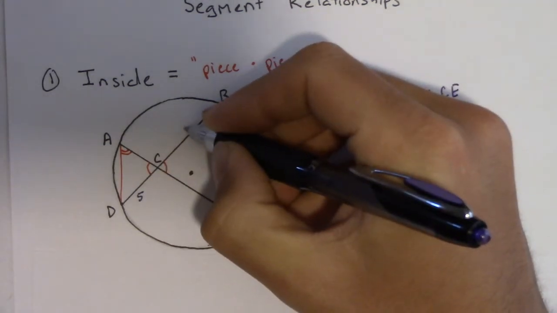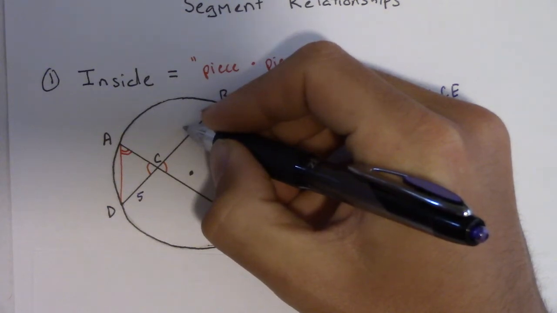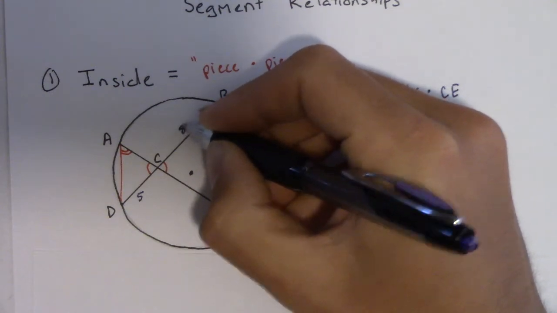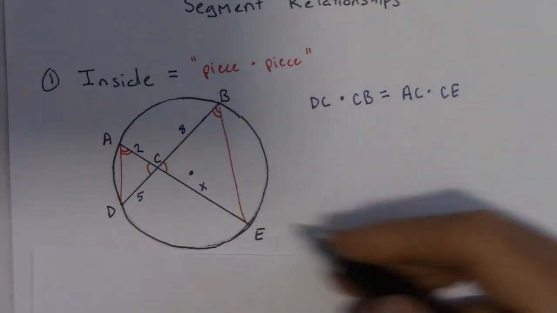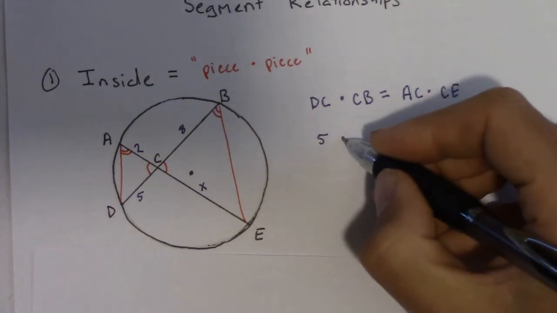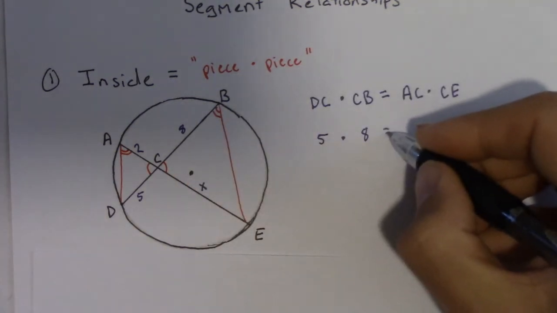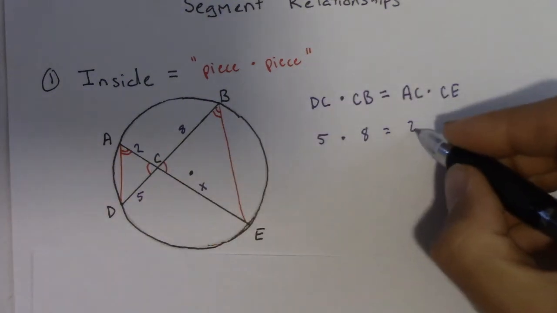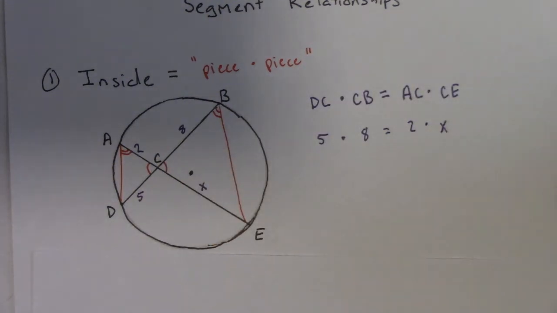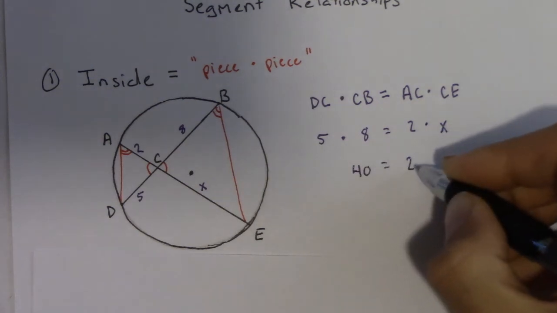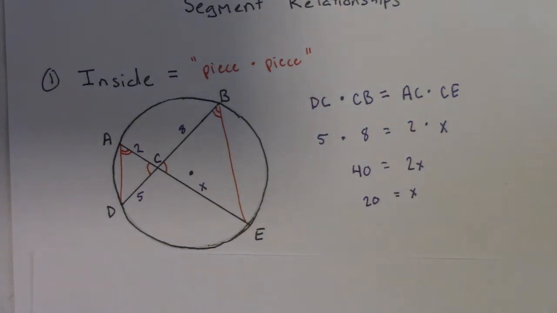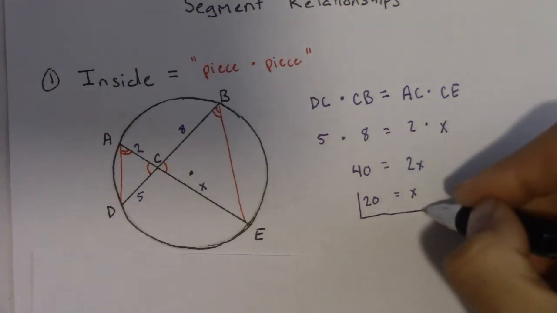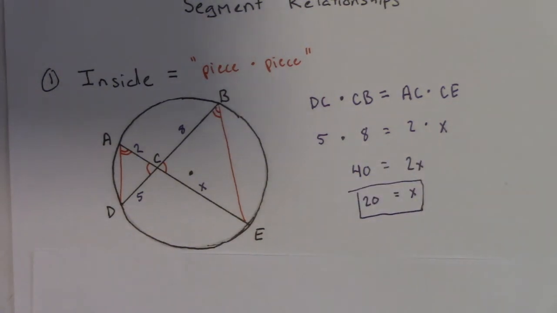CB was 10. I don't want 10. Let's go 8. And AC was 2 and CE was X. Well, if we plug all of that in, DC is 5 times CB is 8, AC is 2, CE I don't know yet, I'm going to call it X. So I would get 40 is equal to 2X, or X must be 20. Okay? And so we can work it out in that way, piece by piece, because of those similar triangles.